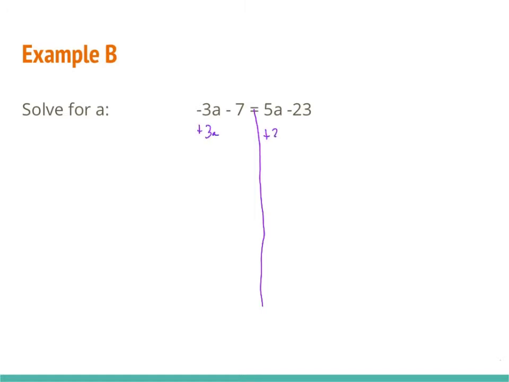So let's do that now. Adding 3a to both sides, again, drawing that line to keep my steps separated. Negative 3a and positive 3a are going to cancel out. Bring down my negative 7. 5a plus 3a is going to give me 8a. Bring down my negative 23.